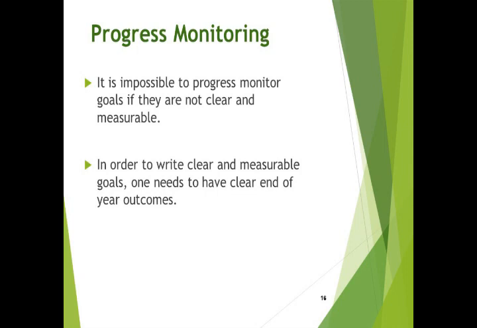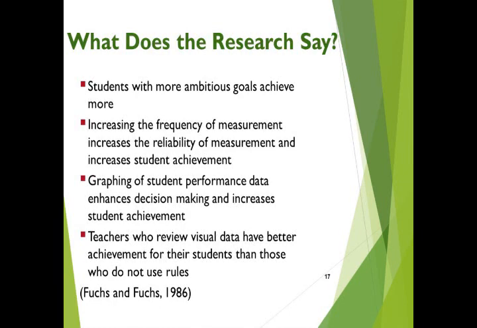Students with more ambitious goals tend to achieve more. Increasing the frequency of measurement increases the reliability of measurement and increases student achievement. Graphing of student performance data enhances decision making and increases student achievement as well. And teachers who review visual data have better achievement for their students than those who do not use rules.